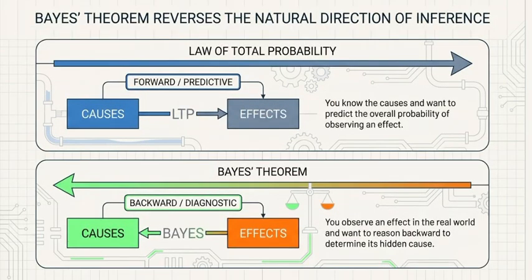Here we observe an effect and want to reason back to its cause. What the law of total probability does is go forward: it knows the causes and finds the probability of the effect. What Bayes theorem does is go backward: it observes the effect and finds the probability of the cause. Prior belief plus likelihood of evidence gives the updated posterior belief. It is the most important single equation in statistics and ML, so it's very important.